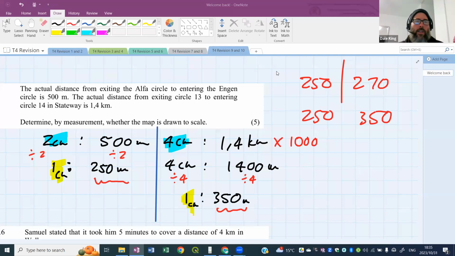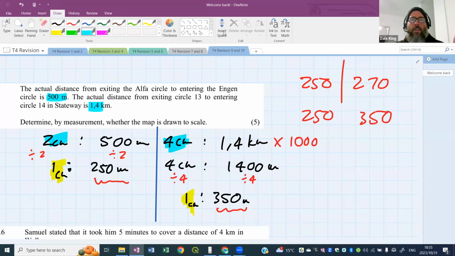So either the numbers they gave us here are wrong, or the map is not to scale. Now, obviously, they're not asking, are our numbers wrong? They're asking, is the map drawn to scale? And according to these big differences between the ratios, this map is not to scale. I hope you guys understand that.